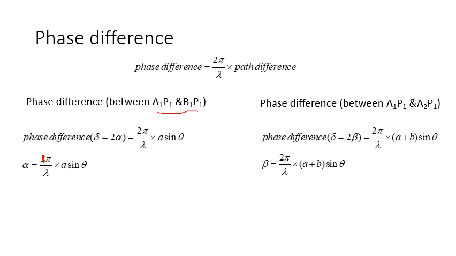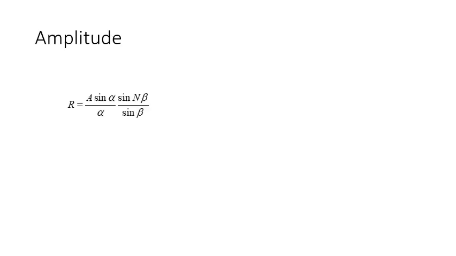And here also this 2 should not arise. So alpha is equal to pi by lambda into a sine theta, and beta is equal to pi by lambda into (a plus b) into sine theta. This is the phase difference.